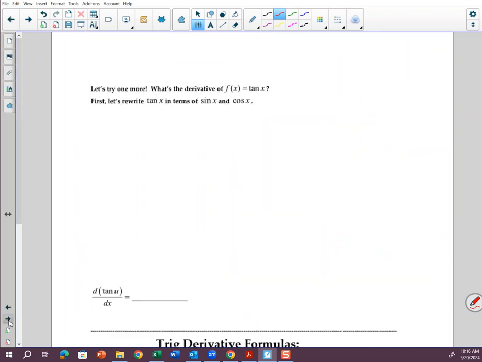All right, so now that we know that the derivative of sine is cosine, and the derivative of cosine is negative sine, let's figure out what the derivative of tangent is. So let's just talk about tangent of x and rewrite that as the sine of x over the cosine of x.